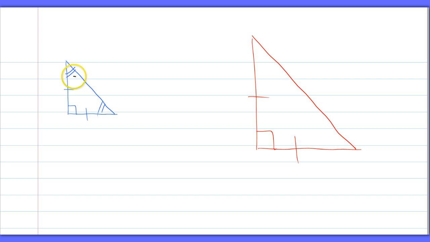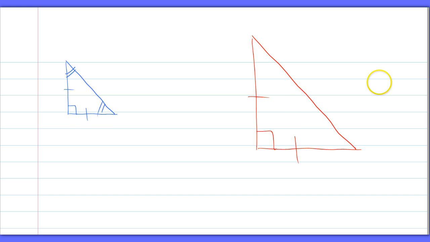That's because the measurements of the angles are 45 degrees, 45 degrees, and 90 degrees. We know it's isosceles, so those angles are equal. So a 45, 45, 90 triangle is what we're working with here. This blue triangle on the left is similar to the one on the right. They both are 45, 45, 90 triangles.